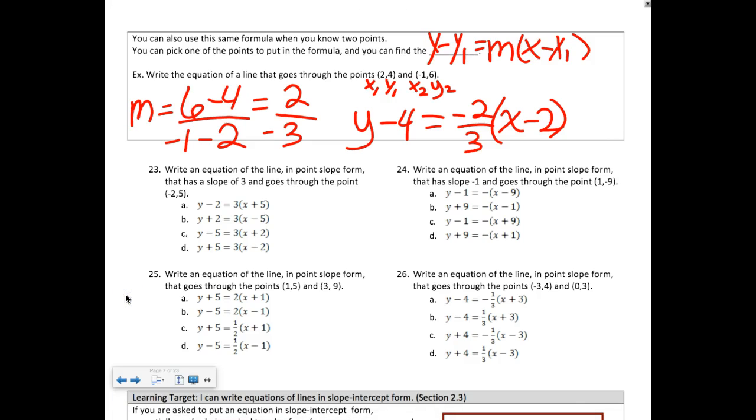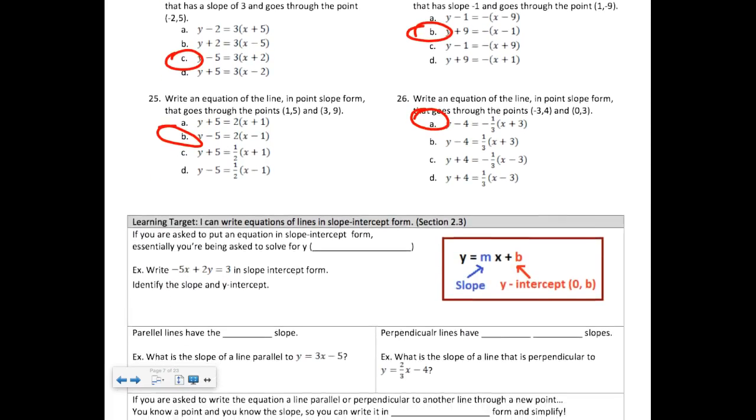Okay. I will give you guys these answers. For 23, our answer should be C. For 24, our answer should be B. For 25, everyone just got B. Okay, good. Everyone's okay. And then for 26, we should have A.